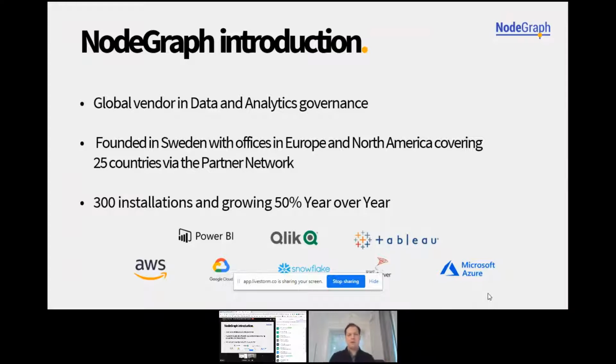But NodeGraph as a company, we're a global vendor in data and analytics governance. We are a Swedish company with a lot of Qlik heritage, and we have offices in Europe and North America, and we work a lot with partners. So we are covering roughly 25 countries via the partner network. Partners just like Kozalys. If we look at our installed base, we have roughly 300 installations, and those are from very different sectors. I would say government, finance, banking, fintech, and pharma is where we see a very strong movement and a very strong demand for the questions and the types of challenges we can solve. We were a Qlik-only company for quite a while.